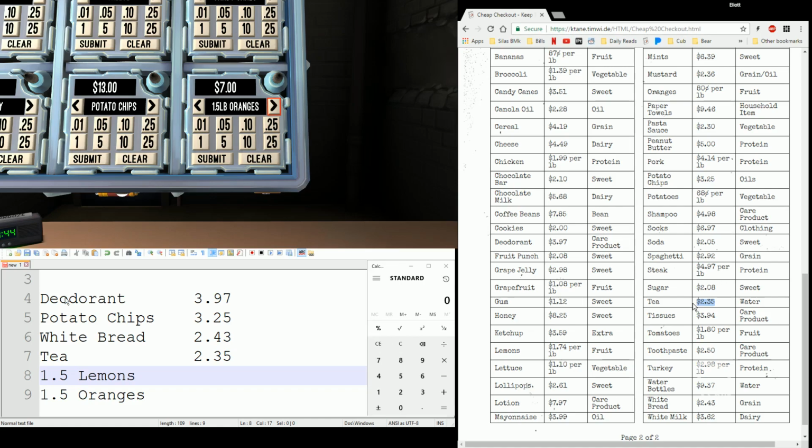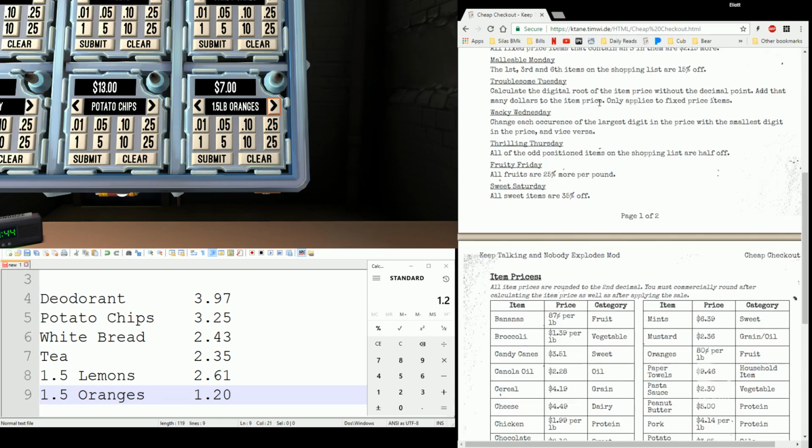1.5 lemons. Lemons are $1.74 each. And we want 1.5 pounds. That's $2.61. Oranges are 80 cents a pound. We want 1.5, so that comes out to $1.20 each.